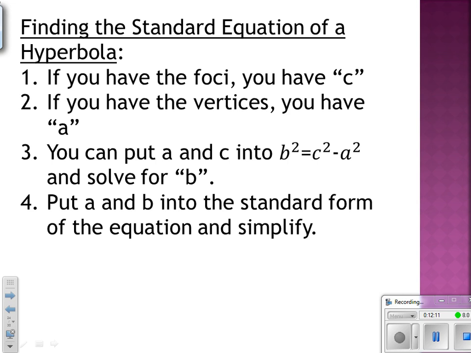To find the standard equation of a hyperbola, if you have the foci, again, you have C. If you have the vertices, you have A. You can put A and C into that relationship that we got from our chart or from our table. B squared equals C squared minus A squared, and you can get that B that you need. Put A and B into the standard form, and you have it.